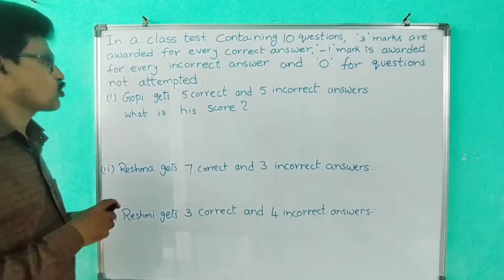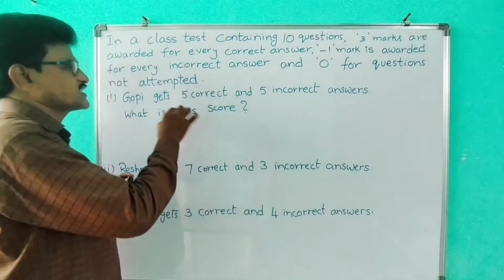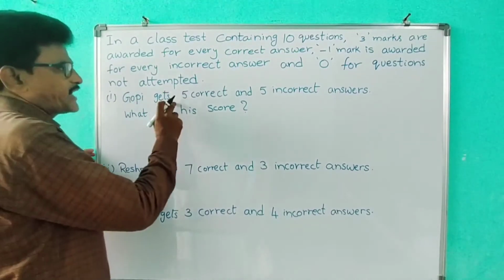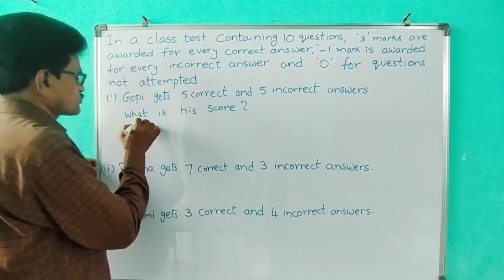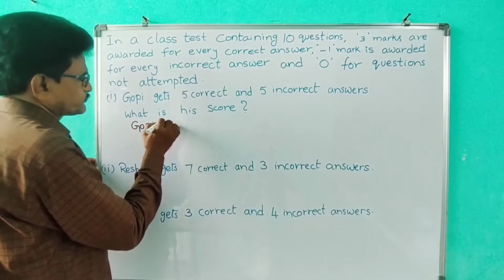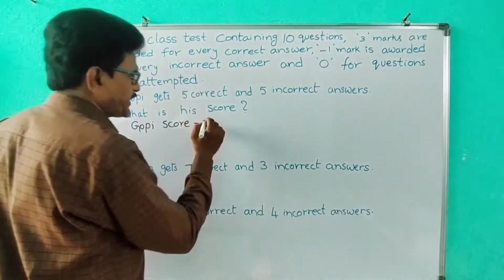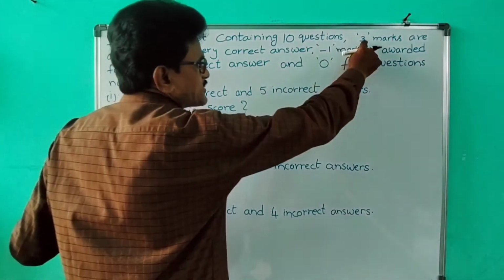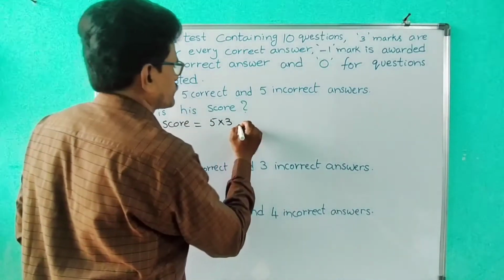Now Gopi gets 5 correct and 5 incorrect answers. What is his score? Gopi's score we have to find. Directly I am writing in shortcut. 5 correct answers, 5 into, how many marks they are giving for correct answers? 3 marks awarded. 5 into 3, that is positive marks.